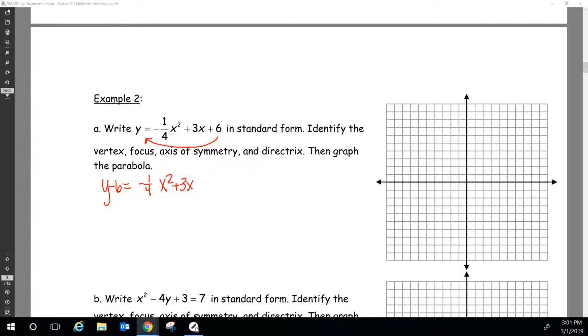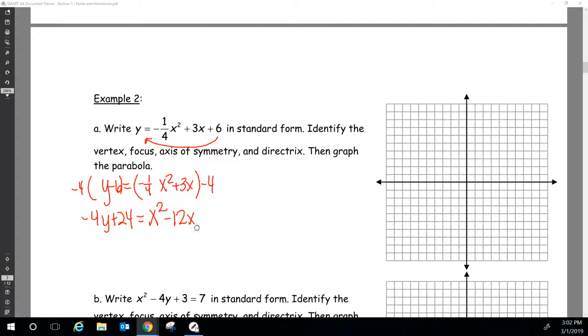If I complete the square right now, it would look really funky because I've got that negative 1/4, and I can't complete the square with a leading term that's not 1. So what we'll do is multiply the entire equation by negative 4 to get rid of this fraction, and that'll help us out a little bit. So if I multiply everything by negative 4, I'm at negative 4y. Negative 4 times negative 6 is 24. On the other side, the negative 4 times the negative 1/4 goes away, and I have positive x squared, and negative 4 times 3 is negative 12x.